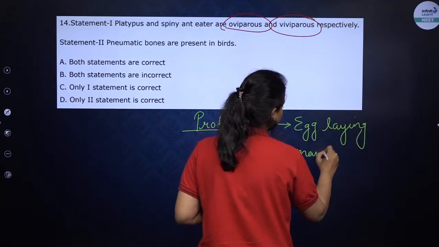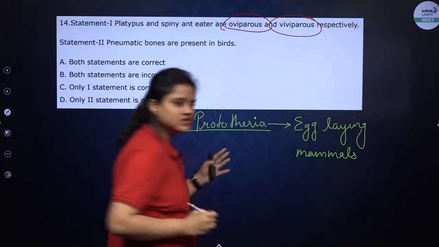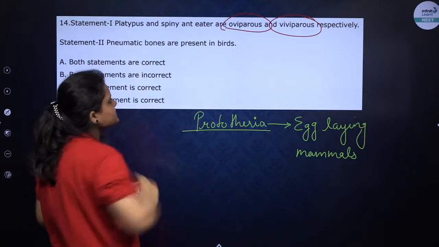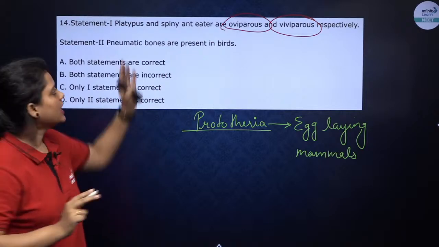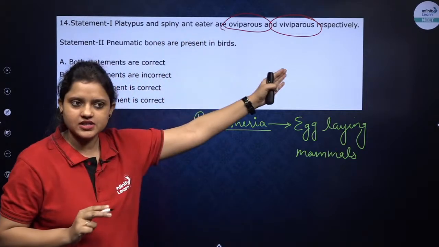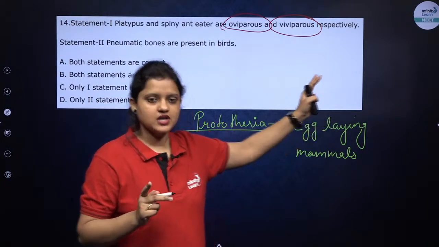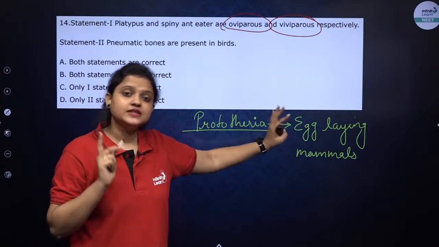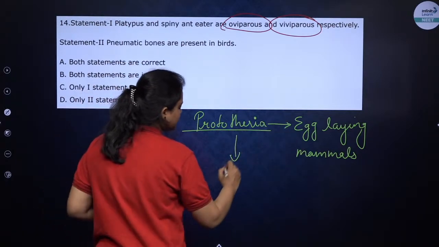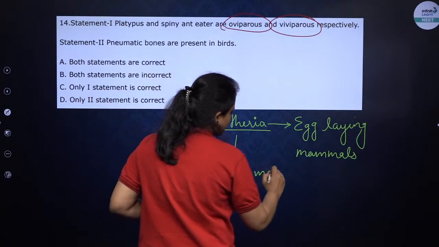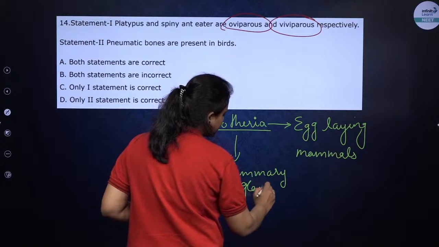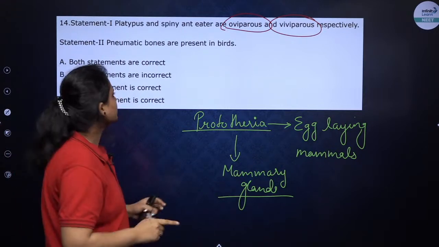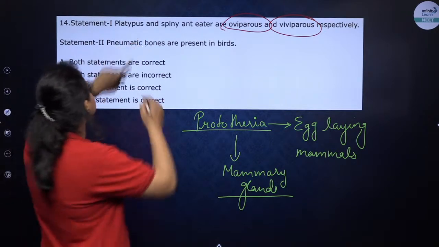These are egg laying mammals, right? Now, platypus is also known as ornithorhynchus and spiny anteater is also known as echidna. Okay, so ornithorhynchus and echidna, these are prototheria, egg-laying mammals. They have mammary glands for feeding their young ones. That's why they are known as mammals. But they lay eggs, right? So this one is incorrect statement.